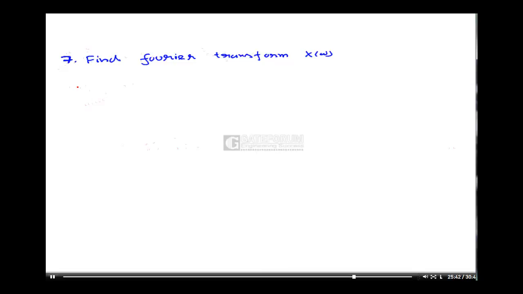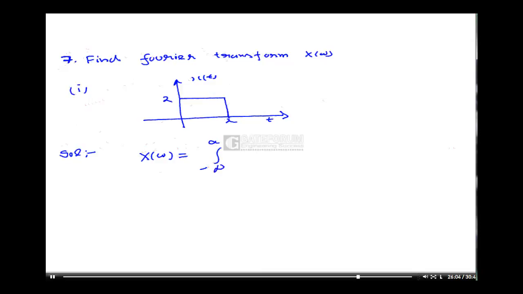See, for the first one, the plot of x(t) is given something like this. We need to find the Fourier transform. Solution. Very easy solution. See, we know X of omega is the integral from minus infinity to infinity of x of t e to the power minus j omega t dt. Okay. From the given figure, I can easily see that my integral range is 0 to 2, and x(t) is equal to 2.